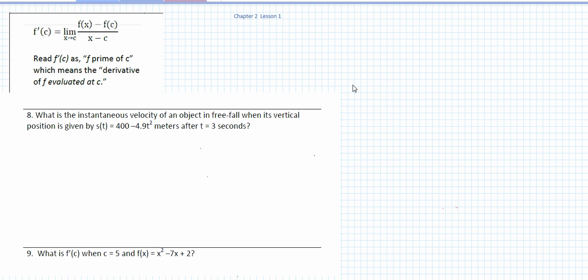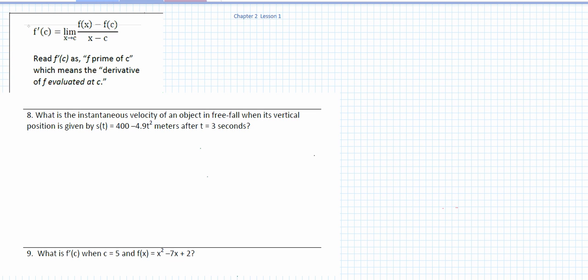Alright, let's take a look at a couple of problems from Chapter 2, Lesson 1, on average and instantaneous rate of change, and we're getting into the limit definition of a derivative. So before we start the problems, I want to show you a couple samples here. I just want to point out this in case you didn't pick up on this in class.